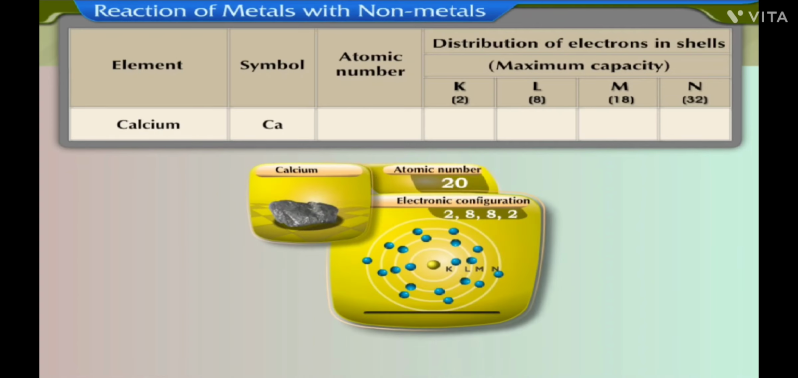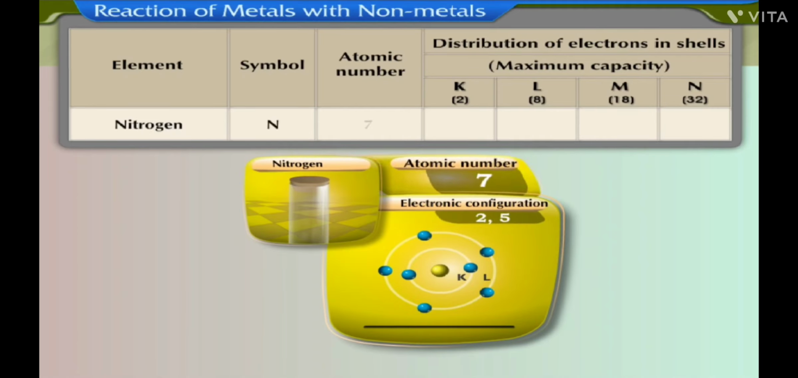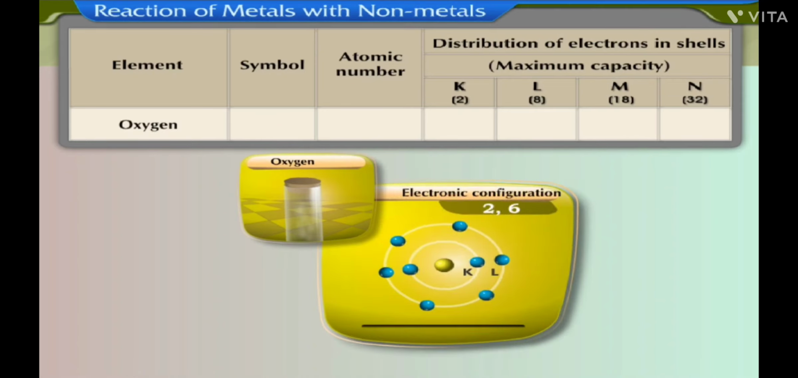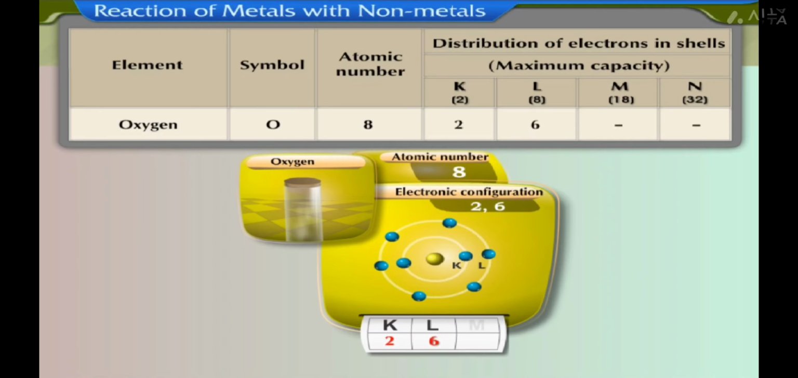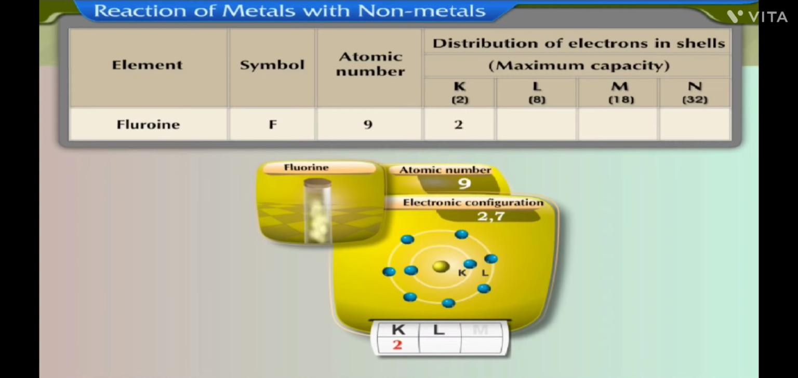Calcium, Ca, atomic number 20, 2 electrons in the K shell, 8 in the L shell, 8 in the M shell, and 2 in the N shell. Nitrogen, symbol N, atomic number 7. There are 2 electrons in the K shell and 5 in the L shell. Oxygen, symbol O, atomic number 8, 2 electrons in the K shell and 6 in the L shell. Fluorine, F, atomic number 9, 2 electrons in the K shell and 7 in the L shell.